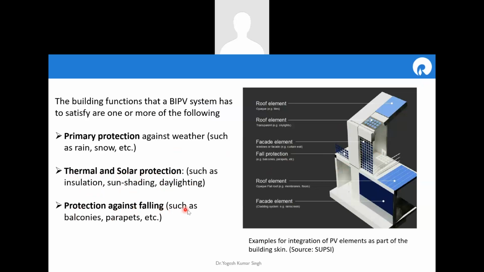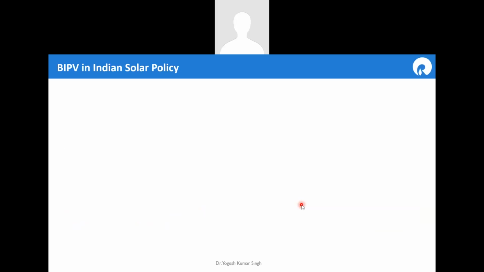Now, the protection against falling, such as for the balcony and parapet. You can also adjust the system in a proper way. Otherwise, if something falls from that location, a lot of things will be damaged. So protection against falling is also important in an integrated building design system.